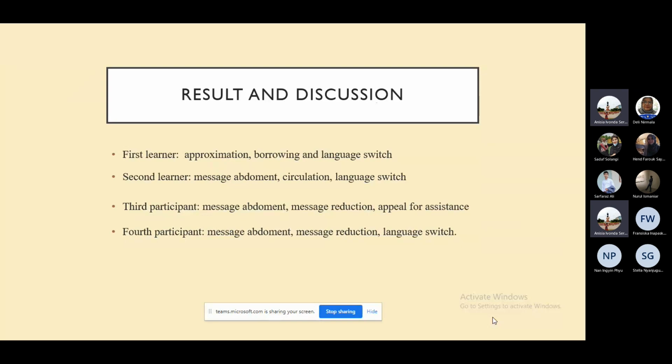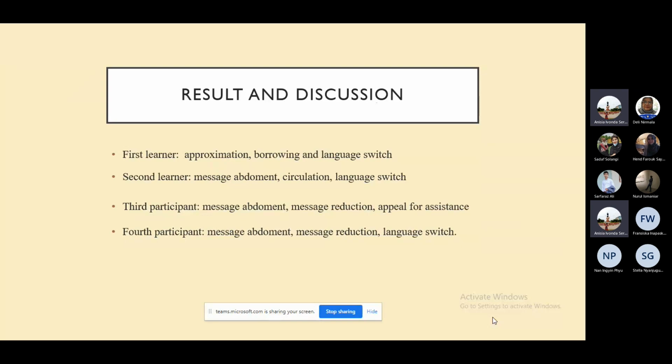So probably I will explain what approximation and so forth are. Approximation means when we want to say something but we couldn't find the exact term, then we replace it with another term, or instead of using this term, we explain the meaning of the term. Yeah, it's kind of like that. For example, here, pigeonhole. If my learners couldn't say pigeonhole, another term for it is letterbox. This is the example of approximation.